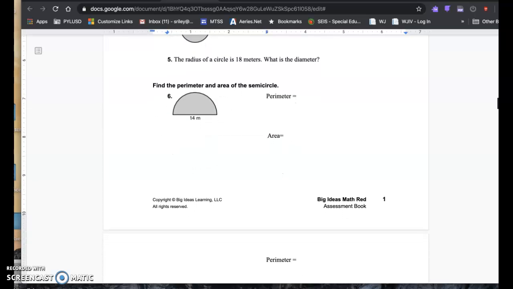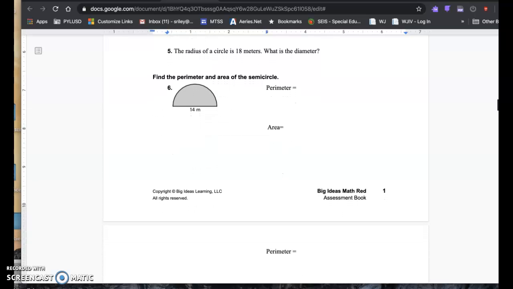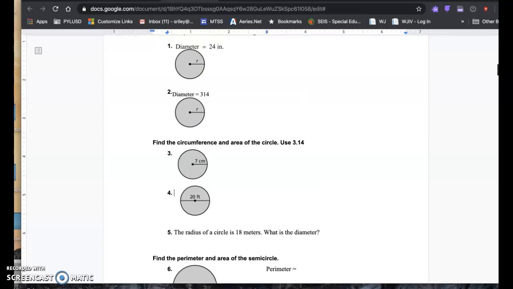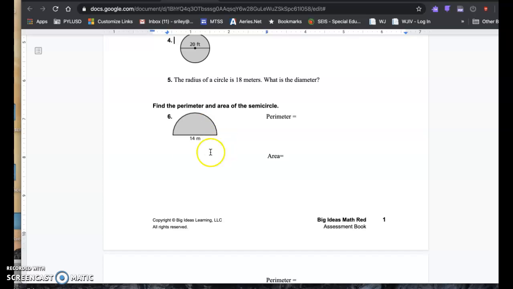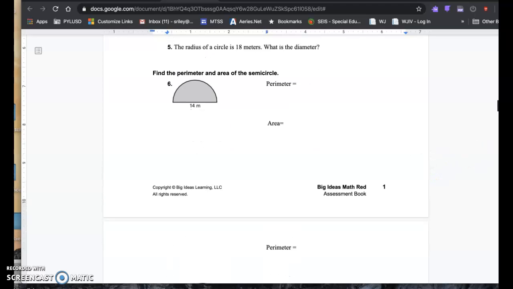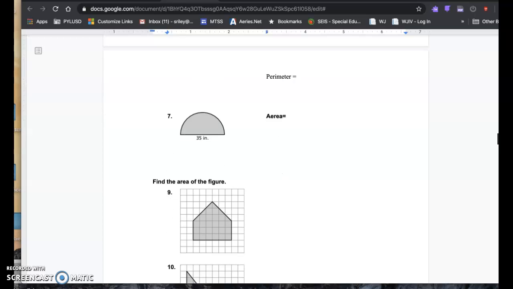For number 6, they want you to find also the perimeter and the area of a semicircle. So you're going to do exactly what you did for number 3 and 4. The only difference is you're going to multiply or divide it by 2, because we only need half. So you're going to use this exact same formula, but then divide it by 2. So that's for number 6 and 7.